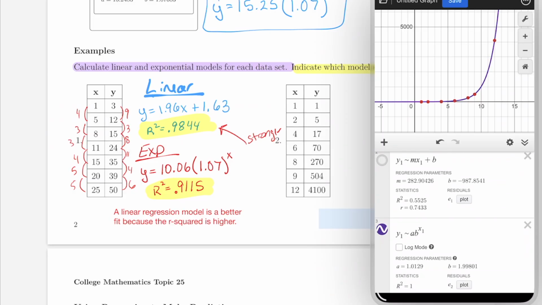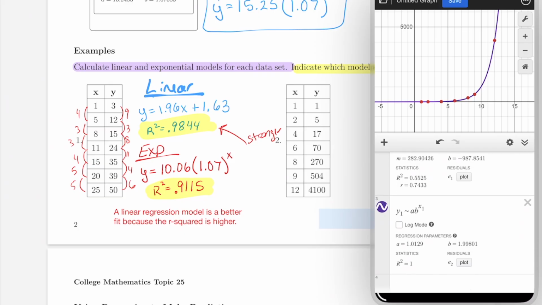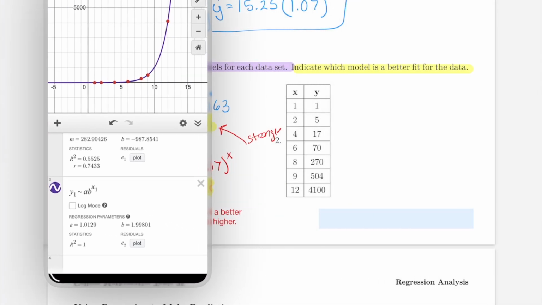And if you compare the R squareds, you can see the first R squared is 0.55 for the linear model, and it's 1.01. Oh, sorry. And it's just 1. R squared equals 1 for our exponential. So the exponential model is definitely better. I am going to take a minute and write them out, though.